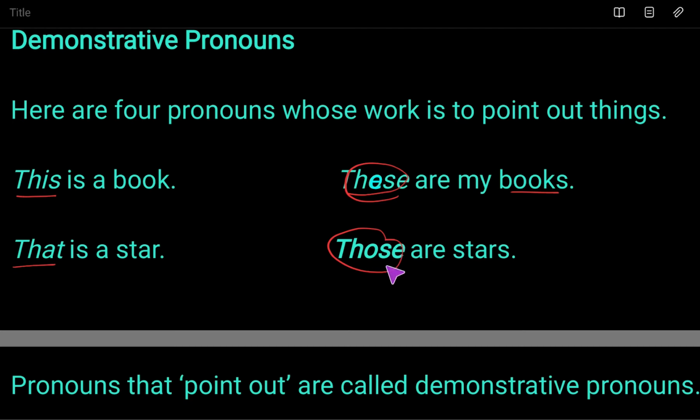If we give now the definition, then it can be: pronouns that point out are called demonstrative pronouns. Here this is singular and these is plural. Here that is singular and its plural form is those. This means near, that means far. These is plural form, and by the word these we can understand things which are near, and by the word those, which is also plural, we can understand something which is far from us.